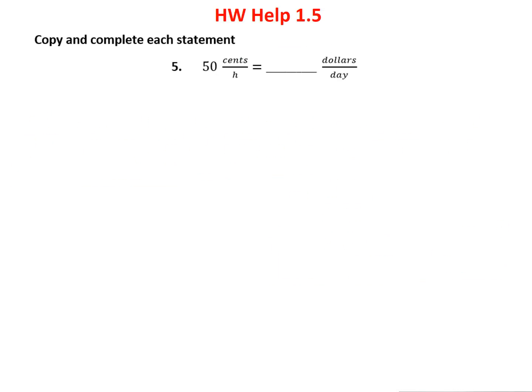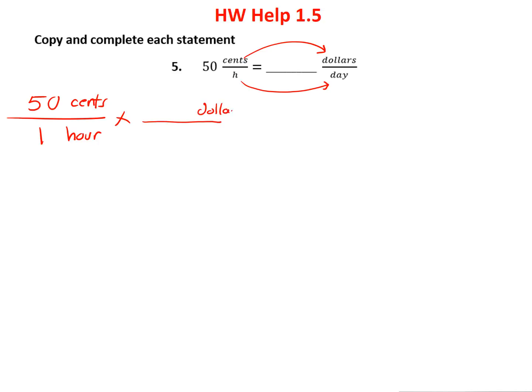Next one is a similar thing. Let's start off here with our 50 cents, and I'm going to write 50 cents to 1 hour. Notice we're going to convert cents into dollars and hours into days. So first of all, let's convert cents into dollars. Since I want cents to go away and I want this to be dollars, I'm going to put my dollars here, and to get rid of the cents, we'll put it in the bottom. How many cents are in a dollar? $1 equals 100 cents. So that's my conversion rate.